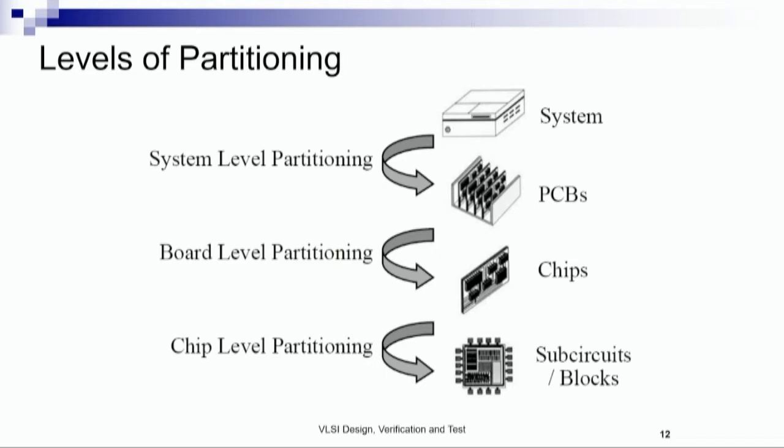So now we come to levels of partitioning. First, we have the system. The entire circuit diagram will consist of the entire system. It will be divided into a set of PCBs in the system level partitioning, where each PCB will consist of similar functions. These PCBs again will be divided into a set of chips at the board level partitioning. So more similar functions will be partitioned into a single chip. So therefore, a set of chips will compose a PCB. And then a chip is divided into sub-circuits or blocks, and that is called chip level partitioning.